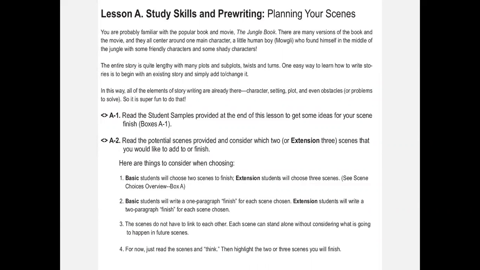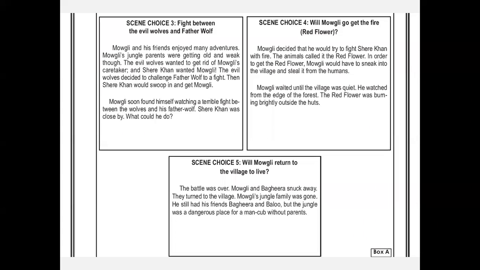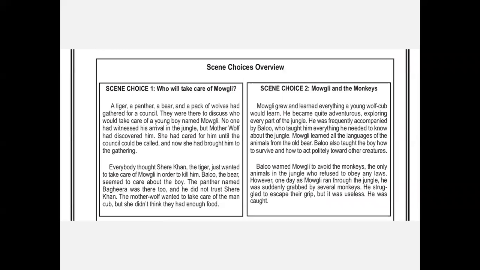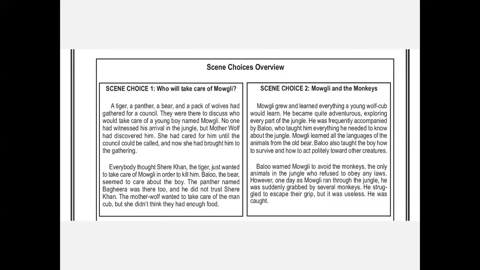All right, so they're going to choose their scenes, and here are the scenes that they choose from. So all the scenes here are together, so they can see at a glance the scenes that they have to choose from. There are 5 of them, and they're all on one page together on my slideshow. They're on 2 screens, but they will choose 2 if they're basic and 3 if they're extension scenes that they want to finish.